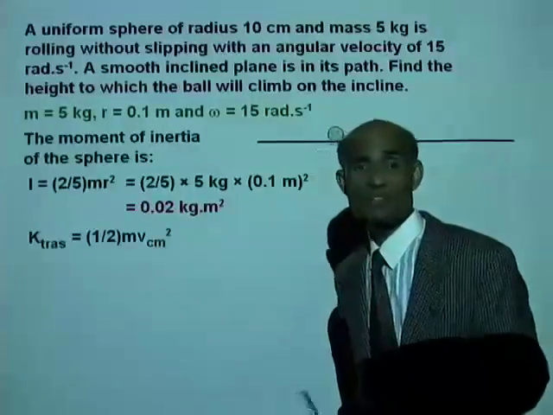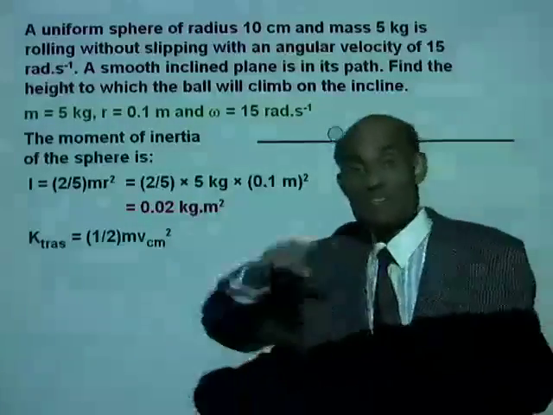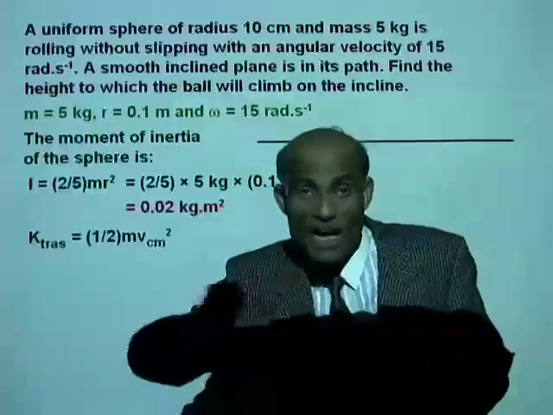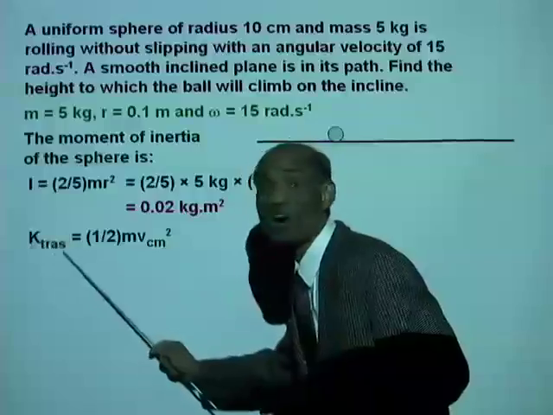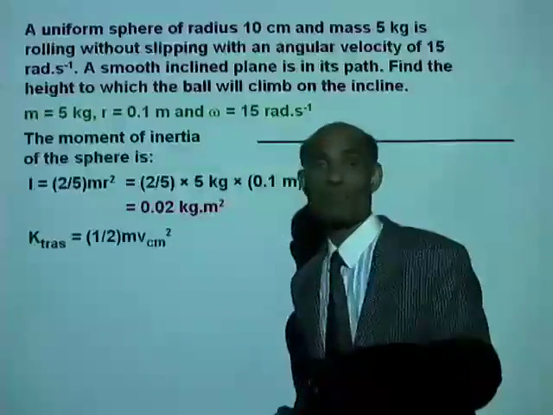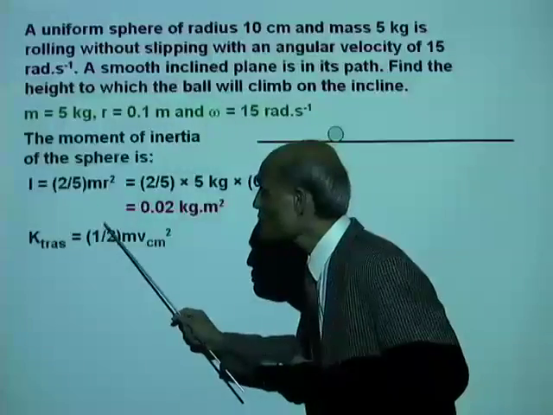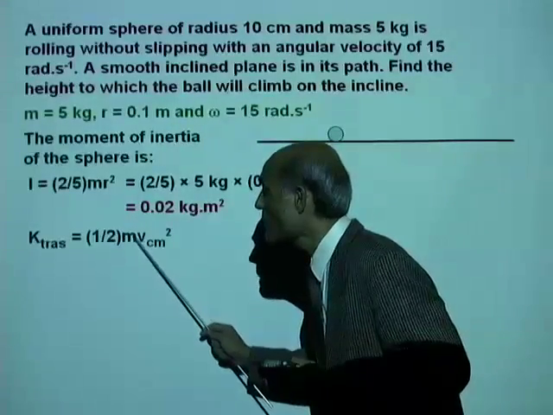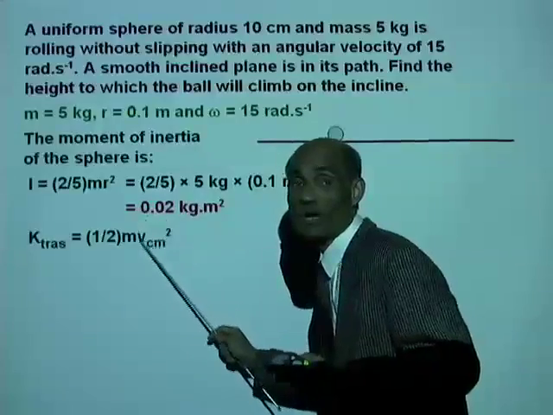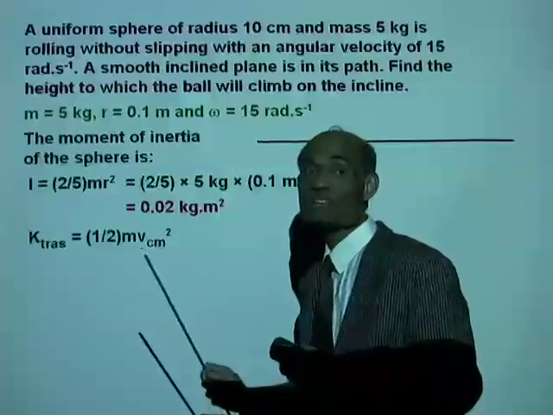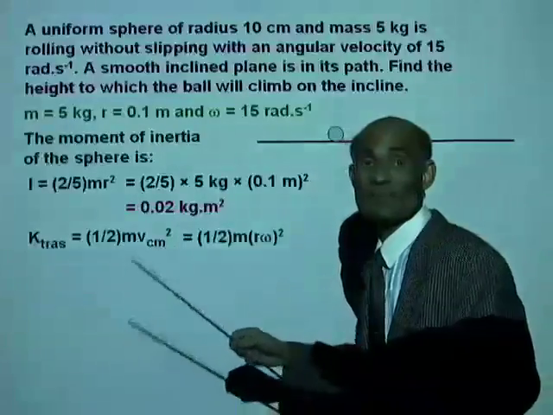K translational. The sphere is rolling, meaning it has a rotational motion and a translational motion. What is the kinetic energy of the translational motion of the sphere? K translational is 1/2 m v center of mass squared. Well, and v center of mass is r omega. Is that right? That's right.